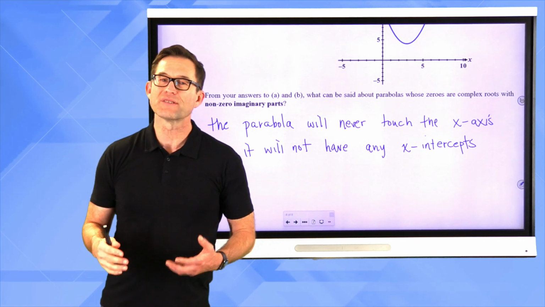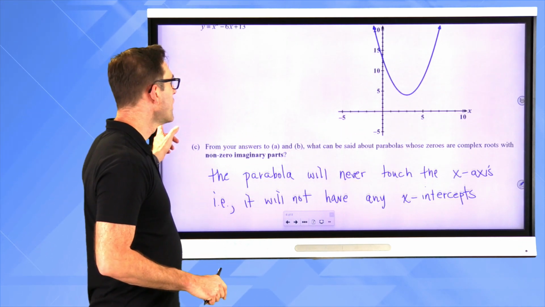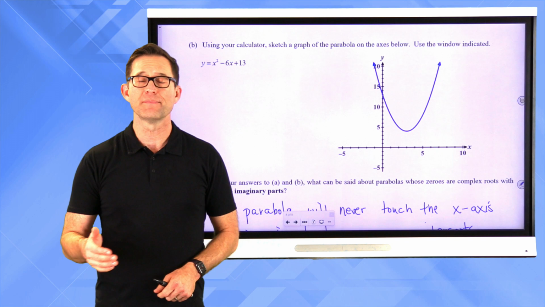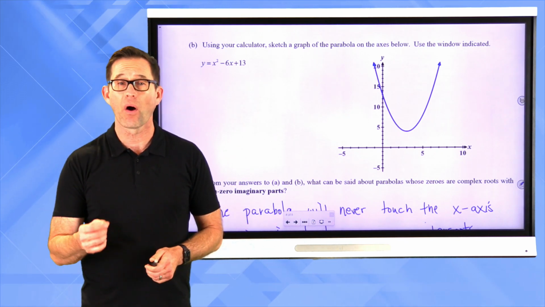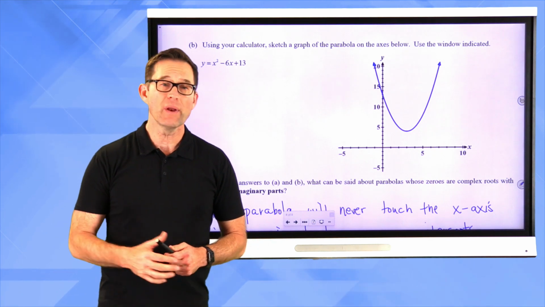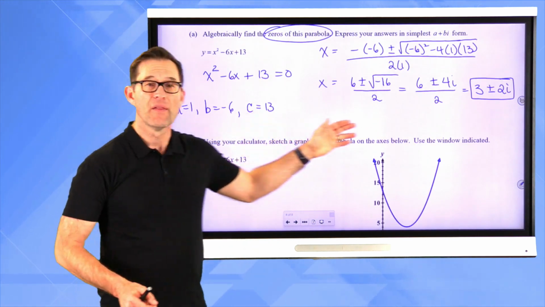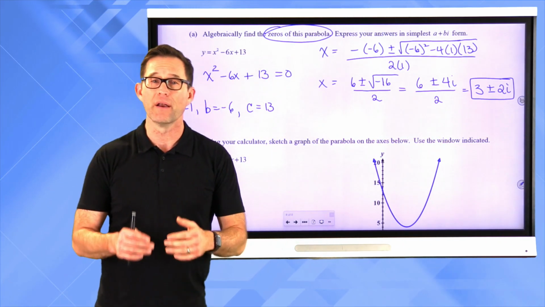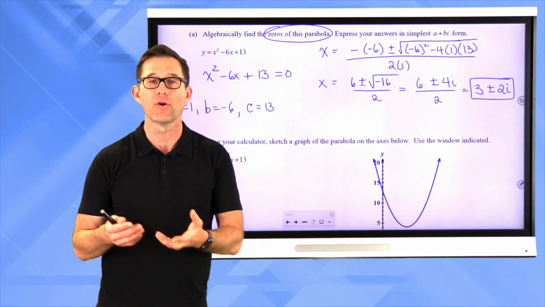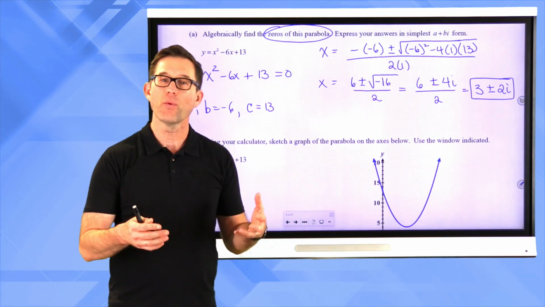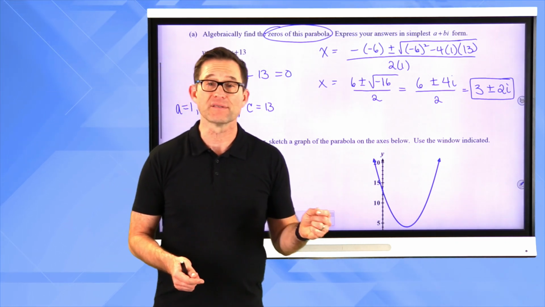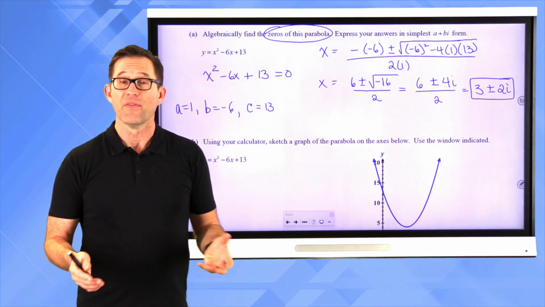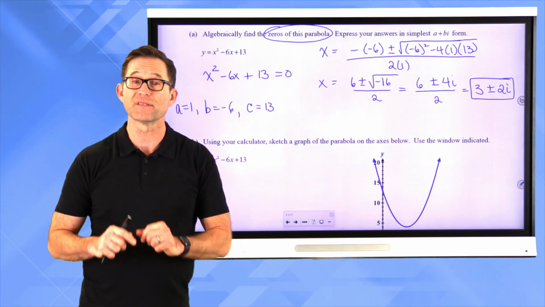Now it's kind of cool to understand why that is. The x-axis is a real number line, meaning that the only types of numbers that show up on the x-axis are real numbers. But as soon as we've got a zero that has an imaginary component to it, then that could never show up on a number line that is completely and utterly real numbers. And so if we ever solve a quadratic and we find that it's got non-zero imaginary components to its zeros, then that means that parabola will always miss the x-axis.